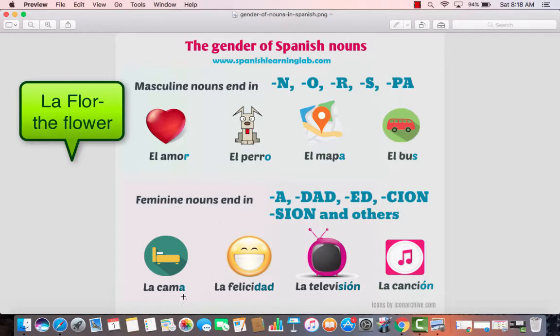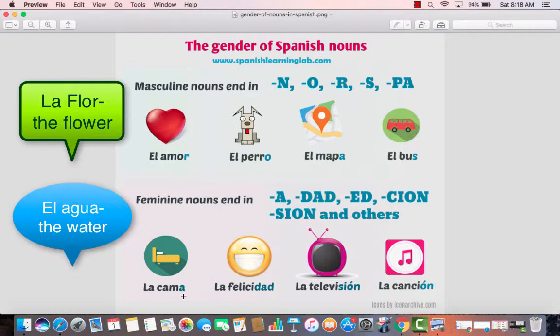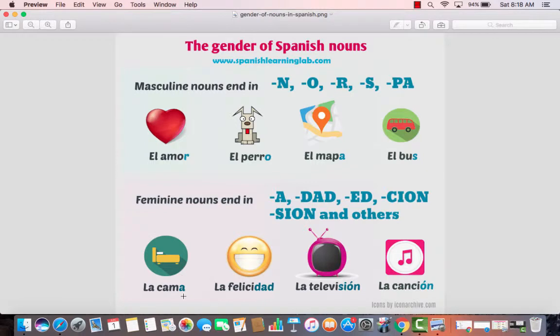The same with feminines. Usually all the feminine nouns in Spanish have the letter A at the end. However, there are masculine nouns that end in the letter A as well, like, for example, el agua. Agua means water, and sometimes it can be masculine and sometimes it can be feminine. There are a few nouns in the Spanish language that can be both, depending on the context that you're using it.